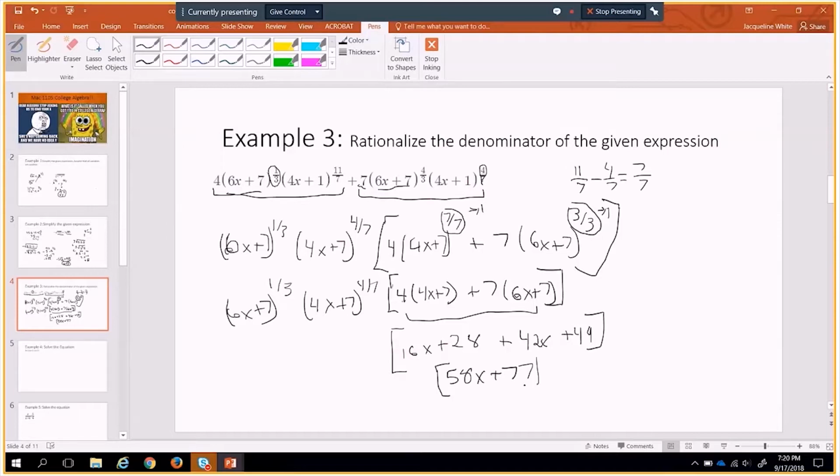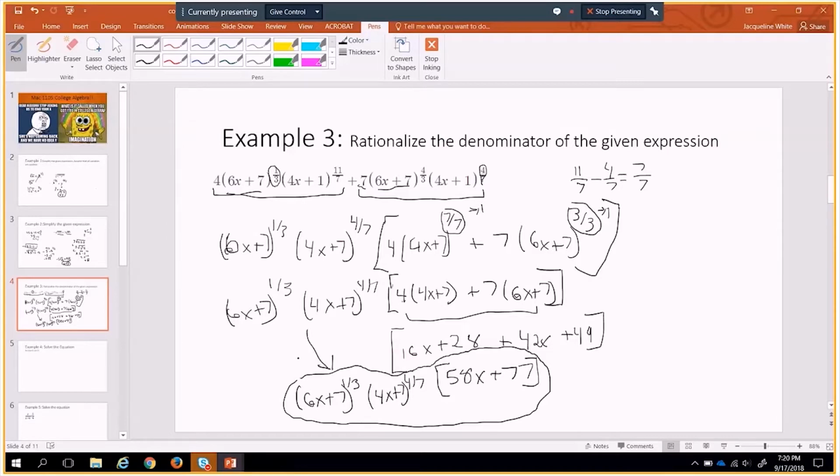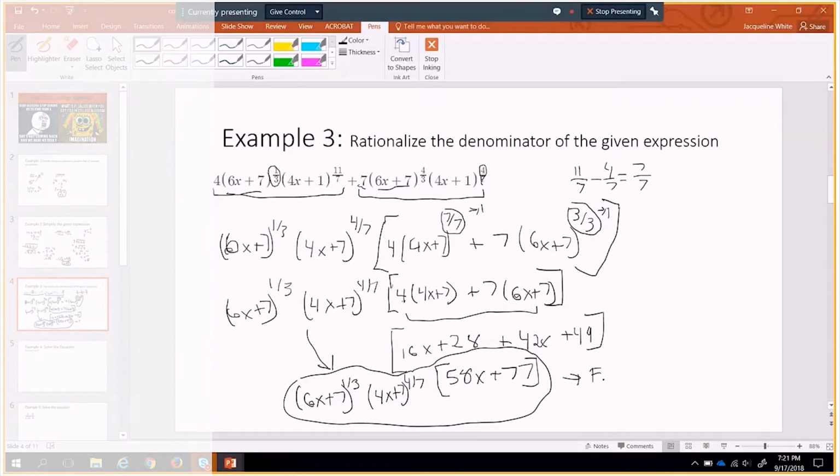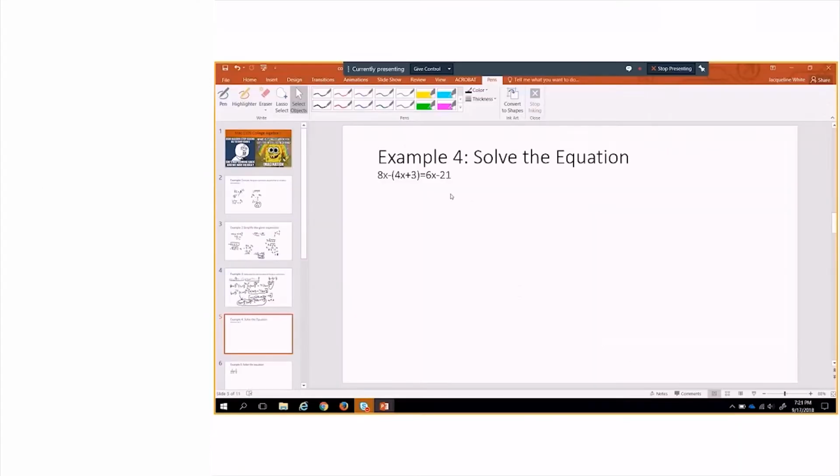And then all we're left with is bringing those factors down, and our final answer should be 6x plus 7 to the 1/3 times 4x plus 1 to the 4/7 times 58x plus 53 as our final answer. Wow, that's going to be tough to circle. Okay, we got it. FA for final answer.